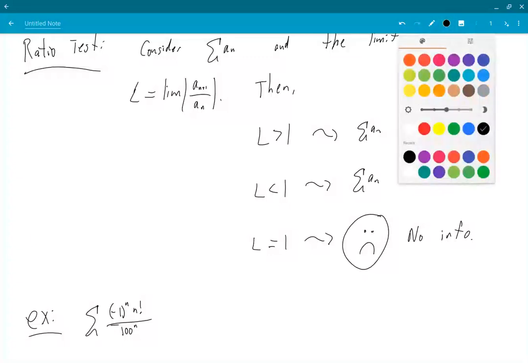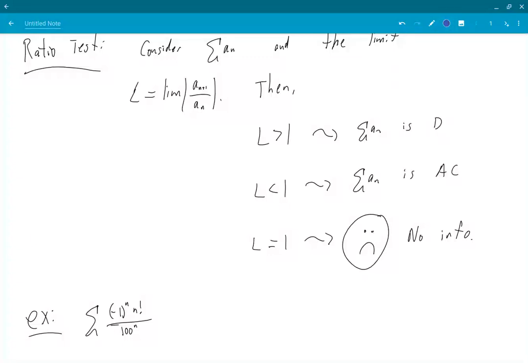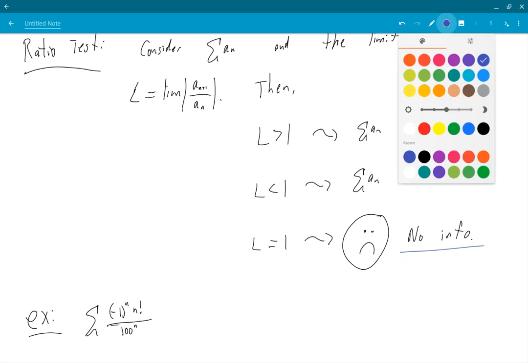Okay, so before this example, I want to just underline no info. Okay, what I'm saying is no info, nothing. I have gained no information. The series could be convergent, could be divergent, could be anything. I really don't know. Okay, so L equals 1 is a bad thing. Thankfully, it's not going to happen in our example.